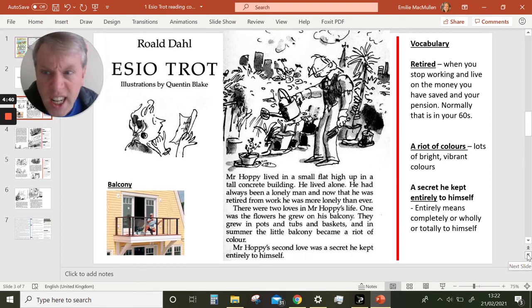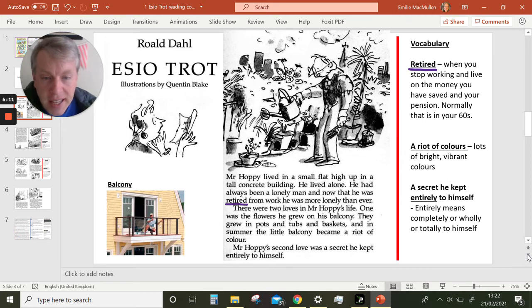Now, we'll just quickly talk about some of the vocabulary. So, Mr. Hoppy was retired from work. Retired, just so we all know, is when you stop working, perhaps you're getting a little bit older, and you live on the money that you've saved, and a pension. And normally that's in your 60s. Some people retire a bit younger, some a little bit older, but normally in your 60s.